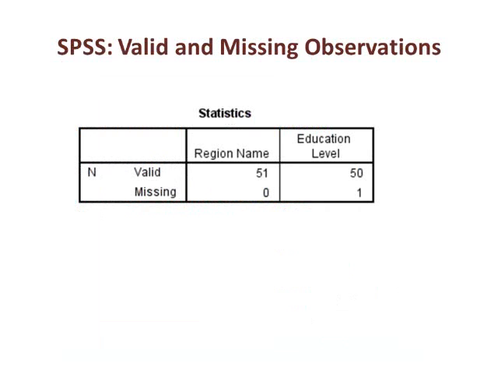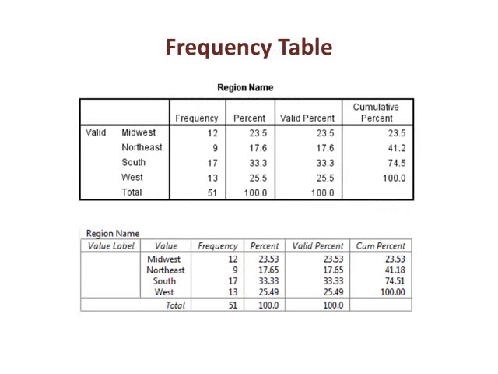In SPSS, the first table we see is a summary of valid and missing observations for each variable in the analysis. This summary is useful if we are not familiar with our data. We see that all the data for region name is valid, and the variable education level has one missing data point. If we go back to the data view and look at the data, we would learn that the missing data point is the District of Columbia. PSPP does not provide this table in its output. The core outputs are frequency tables.